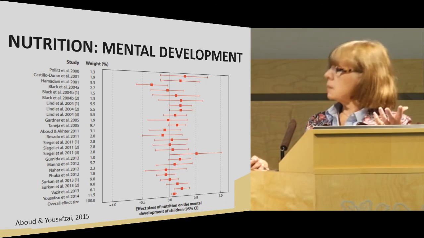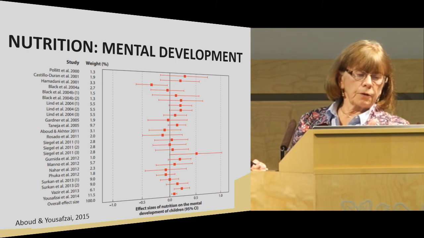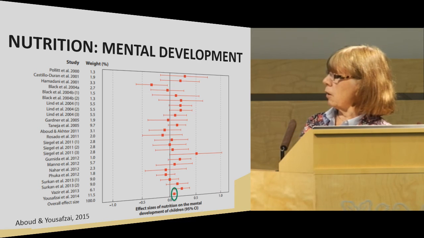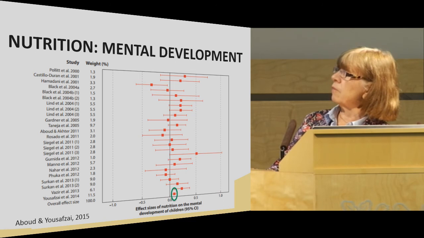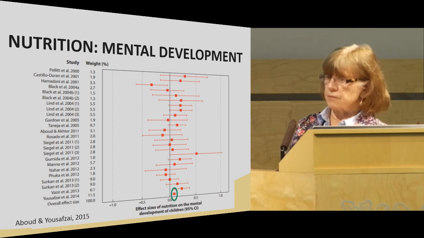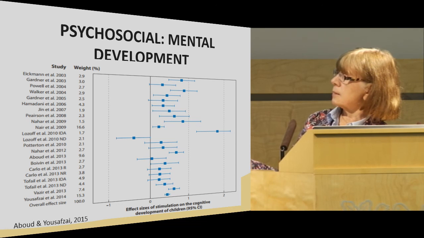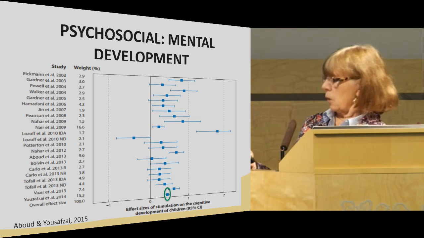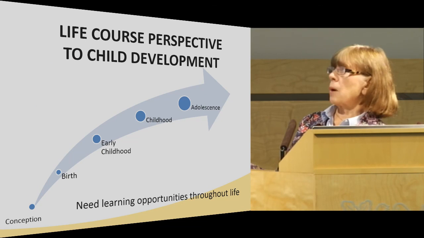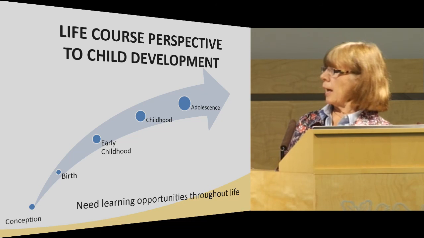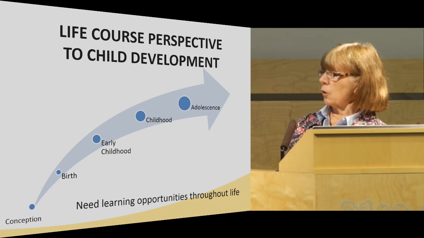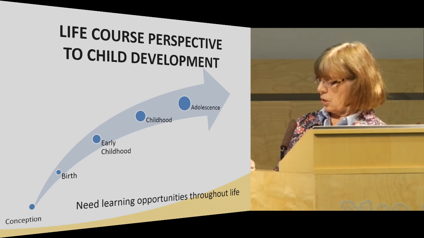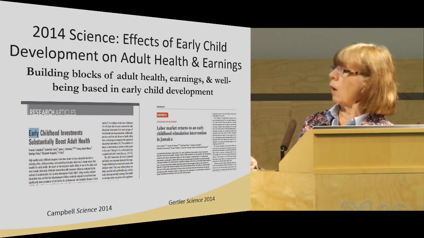This is a meta-analysis looking at a number of nutritional interventions. It's a bit hard to understand because there are so many of them here, but you can see that there's an overall benefit looking at measures of mental development. This is looking at psychosocial development, and again, you can see a benefit. So when you put them together, it's an even stronger one. This represents a life course: we need to have interventions not only early, but that continue through early childhood and then on through adolescence to ensure adult health and well-being.